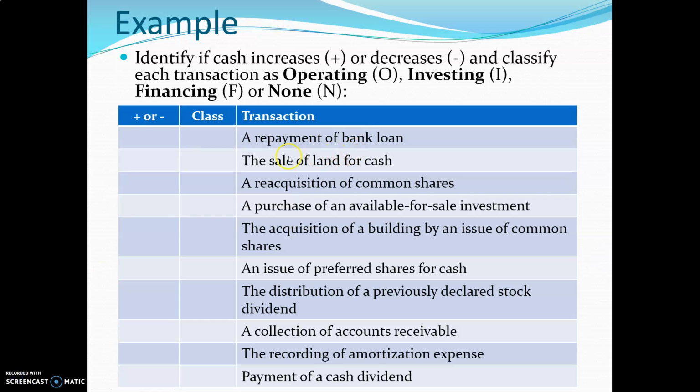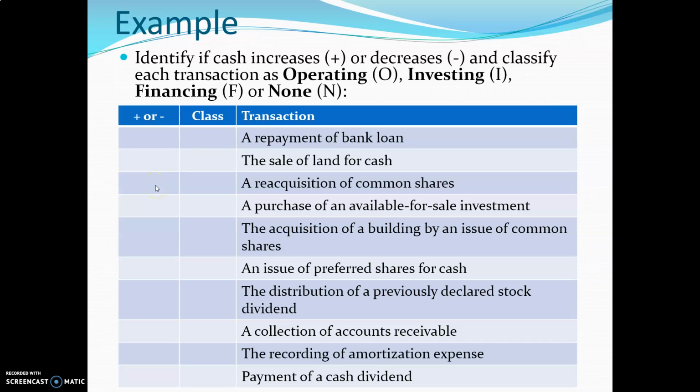Now that you've had a chance to try and go through these set of slides, we're going to take a look at the answers. So let's take a look. A repayment of a bank loan, that will definitely be a decrease, and classification, it involves a long-term liability. This will be a financing activity. Second one, we sell land for cash. That increases the position. The classification, well, it's a long-term asset, which means it's an investing activity.